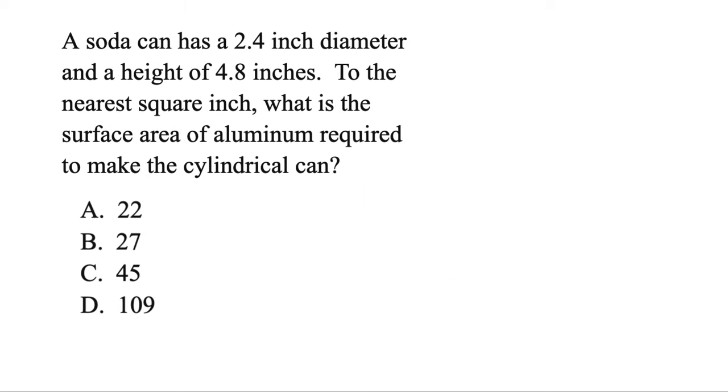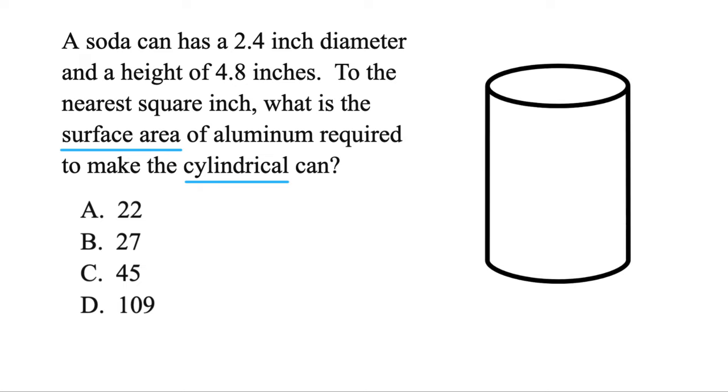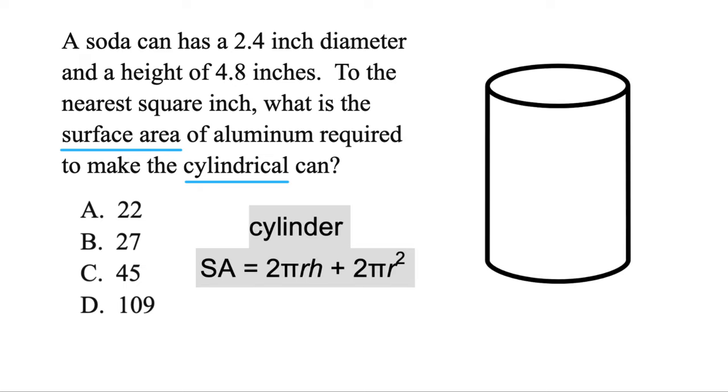This one's asking us to find the surface area. We need to know what shape it is, and they tell us it's a cylindrical can, so same thing as a cylinder. We could sketch that out, and then we could look it up in the formula sheet, and there's the surface area. The main thing is we're going to plug this into the calculator. We're just going to change r, the radius, to a number, and h, the height, to a number.